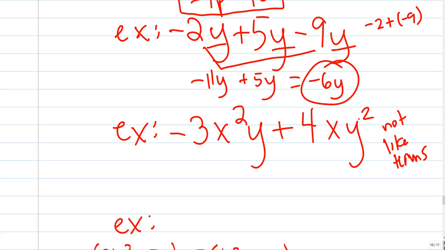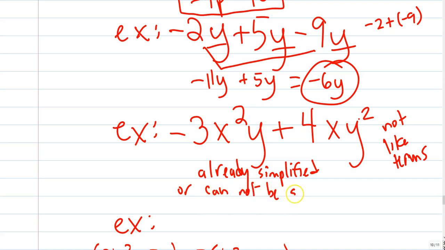So what's our answer? We would say that it is already simplified, meaning anything we can do is already done. Or we could say, if you like the negative, it cannot be simplified further. I think the book uses the second statement. I try to stay away from negative statements here. So cannot be simplified further.